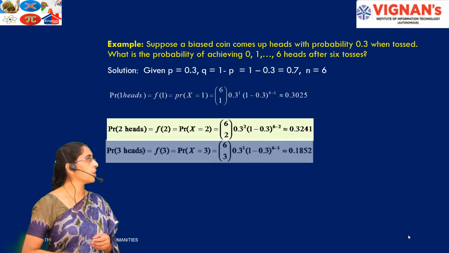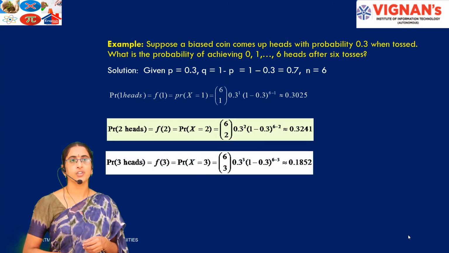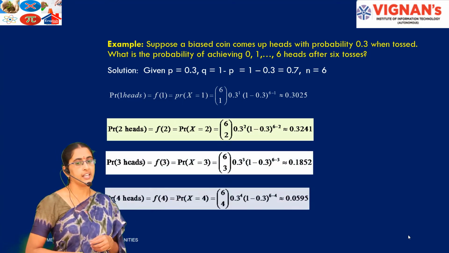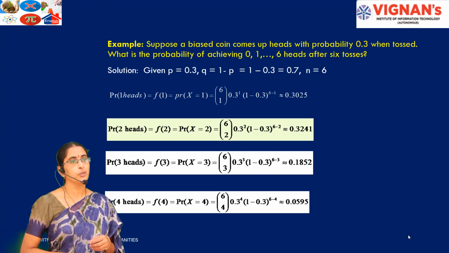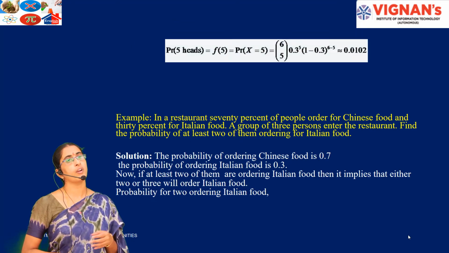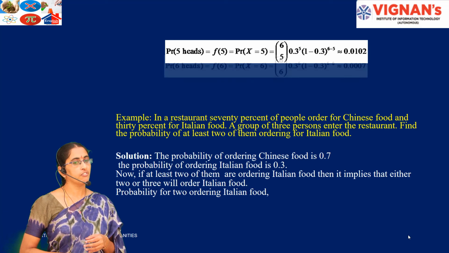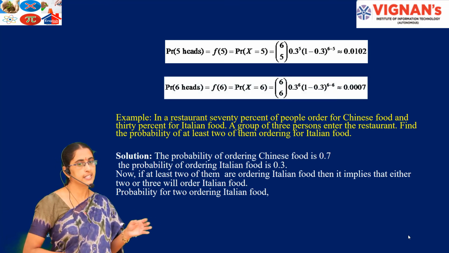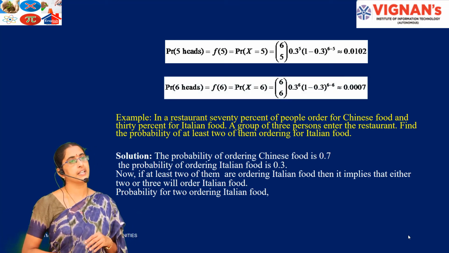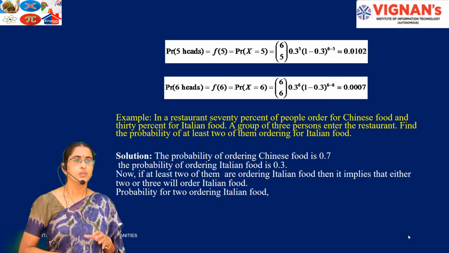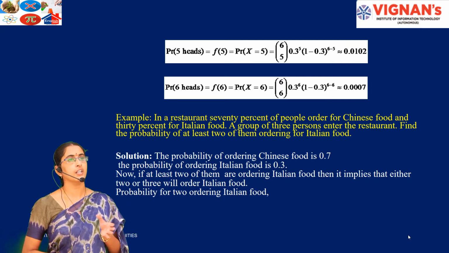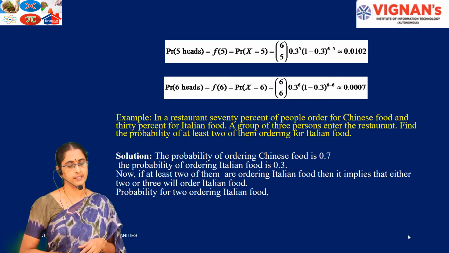Then the probability of exactly 2 heads is 0.3241. Probability of 3 heads is 0.1852. Probability of 4 heads is 0.0595. Probability of 5 heads is 0.0102. And probability of 6 heads is 0.0007. So using calculation operations, you can obtain these values very easily here.